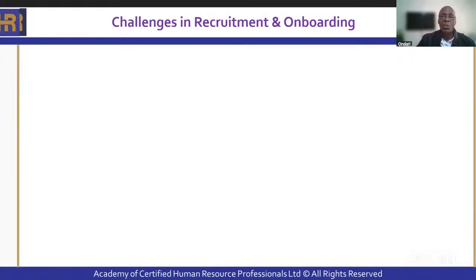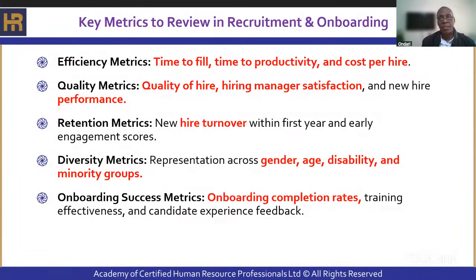We want now to move to the metrics to review or audit in recruitment and onboarding. These are measurements. These are indicators of either success or failure in recruitment and onboarding. And we can categorize them into 5. One is the efficiency metrics, which relate to time, money.